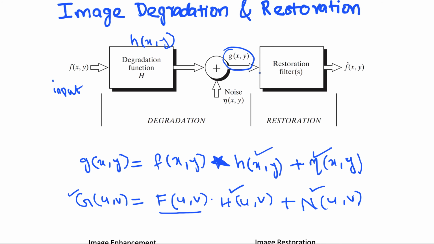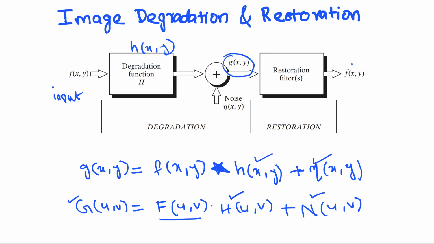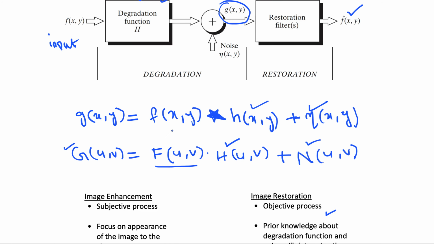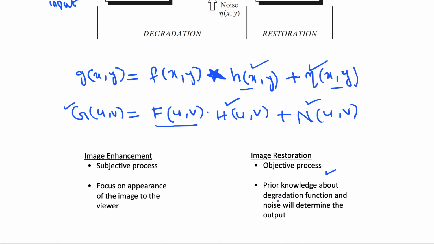After restoration, you will get f hat of x comma y, which is the restored image. You need f of x, y to look exactly similar to f hat of x, y. If you want that, then you need the exact information about h of x, y and eta of x, y. So the prior knowledge of the degradation function, that is h, and the prior knowledge about the noise function, that is eta or N, will determine the output.